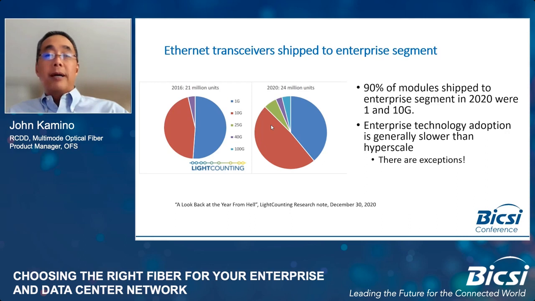If you look at the enterprise itself, LightCounting says that 90% of the modules shipped in 2020 are still going to be 1 or 10 gig modules. So you see that in the enterprise, we're still seeing large deployments of these lower speed modules. The technology adoption rate isn't the same as it is in hyperscale. Obviously, there are exceptions. There are financial companies that use very high speed networks similar to hyperscale. But in general, the enterprise market has not migrated as rapidly to high speed networks as hyperscale networks have.